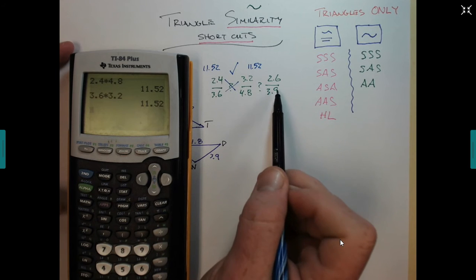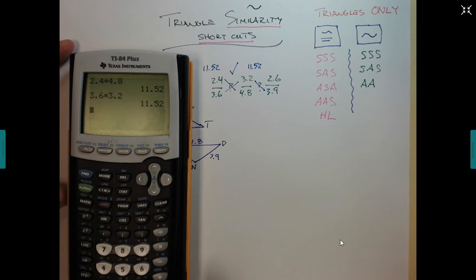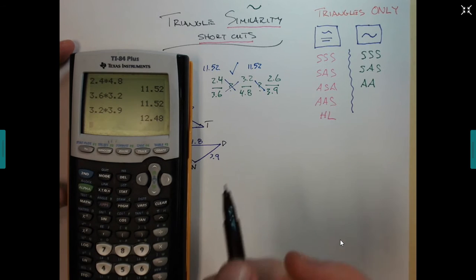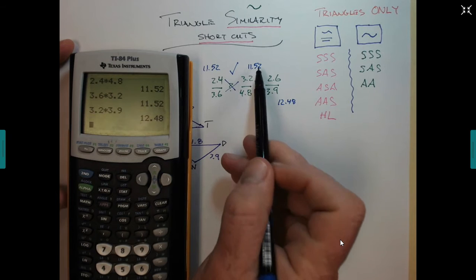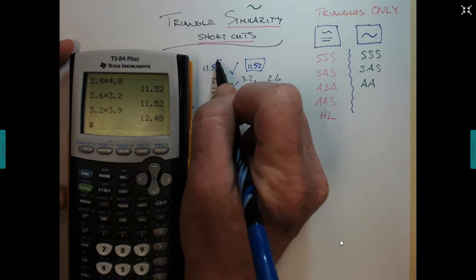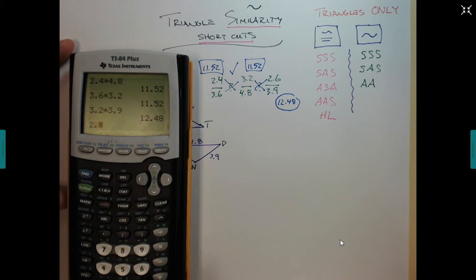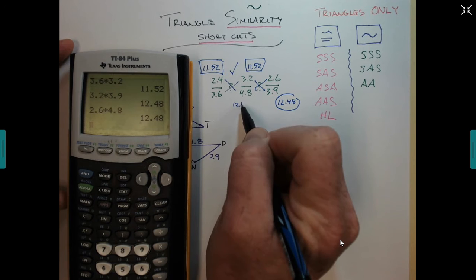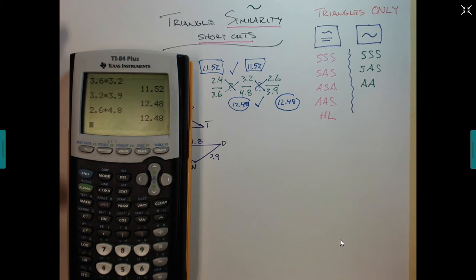Now, I haven't involved this ratio, so I got to kind of go at this again. Now, 3.2 times 3.9, man, I got something different. Is that a bad situation? No. It's okay that I get a different value than before. I need these 2 to match, and then I need the other 2 to match. So as long as 2.6 times 4.8 is 12.48, we're good to go. I got 12.48 again. That means these 2 ratios are proportional.